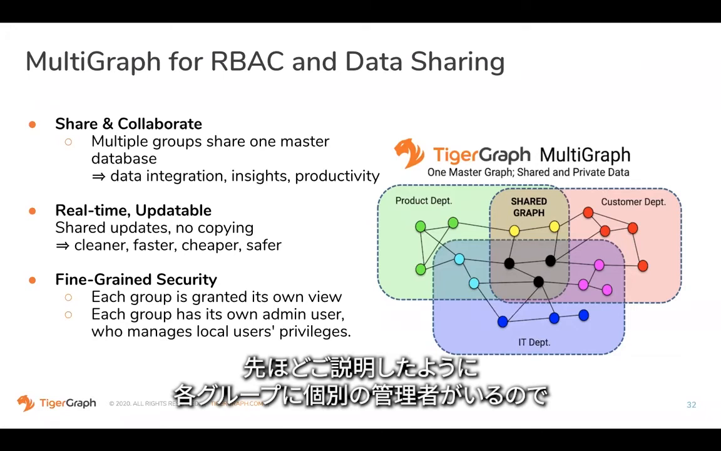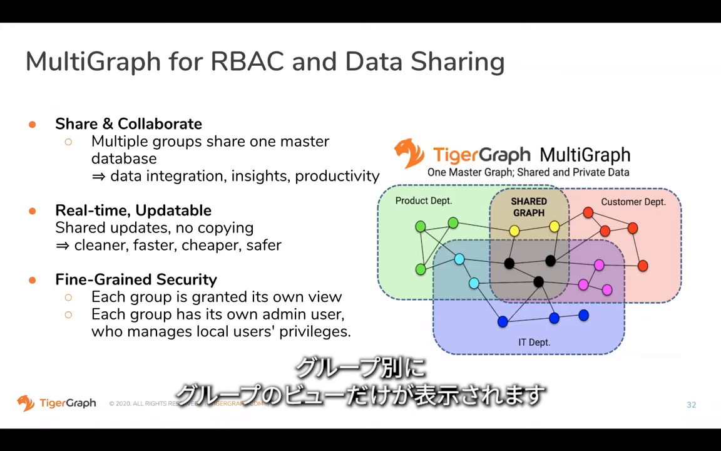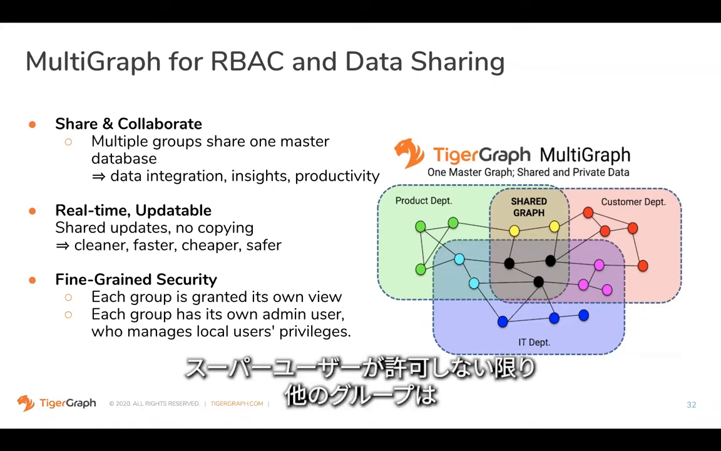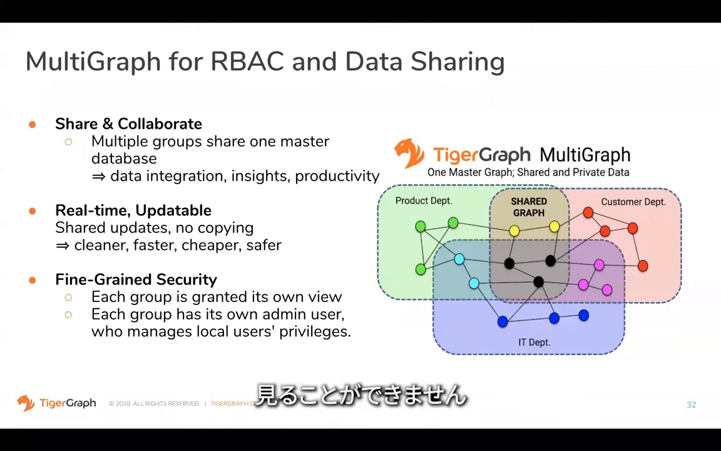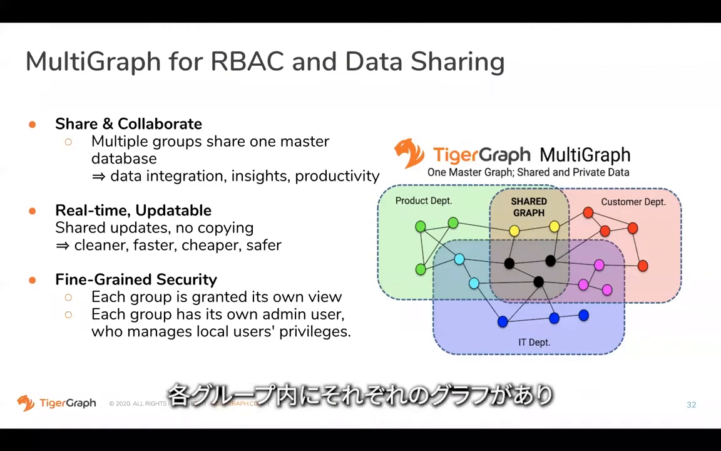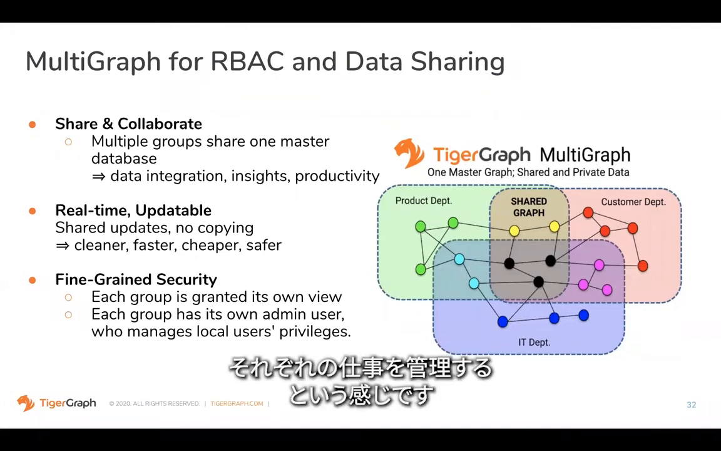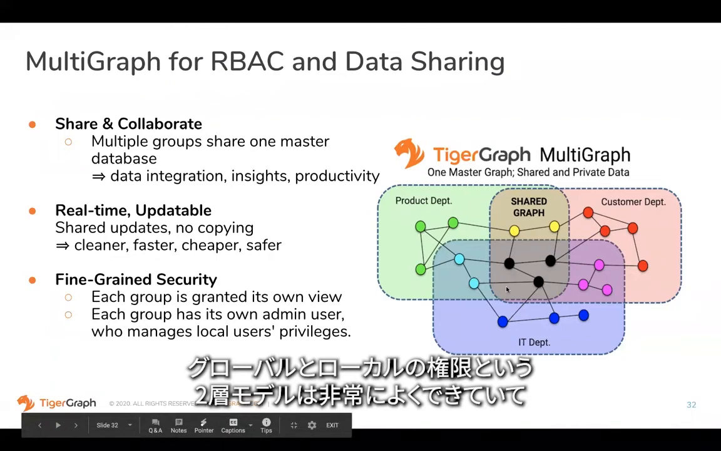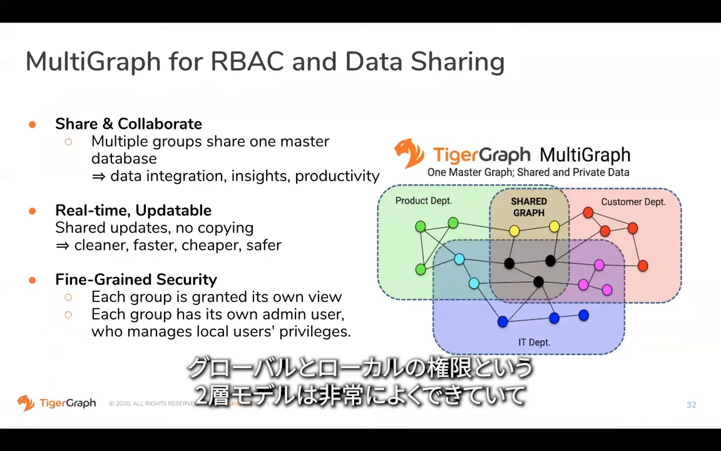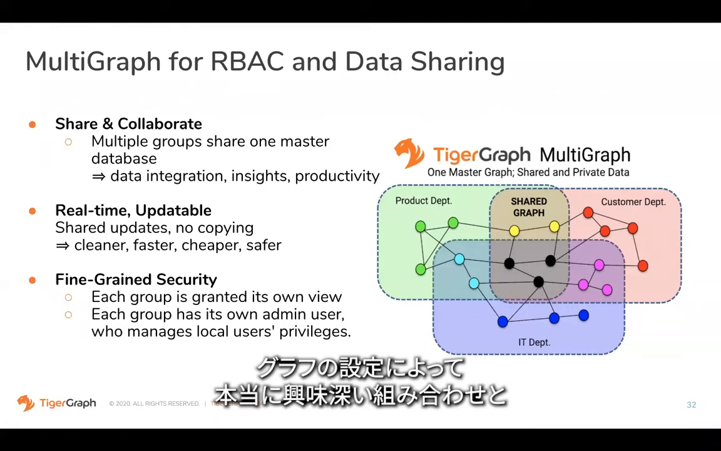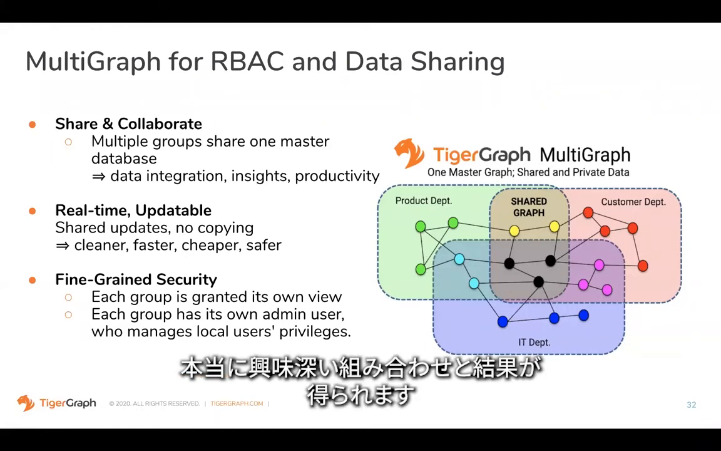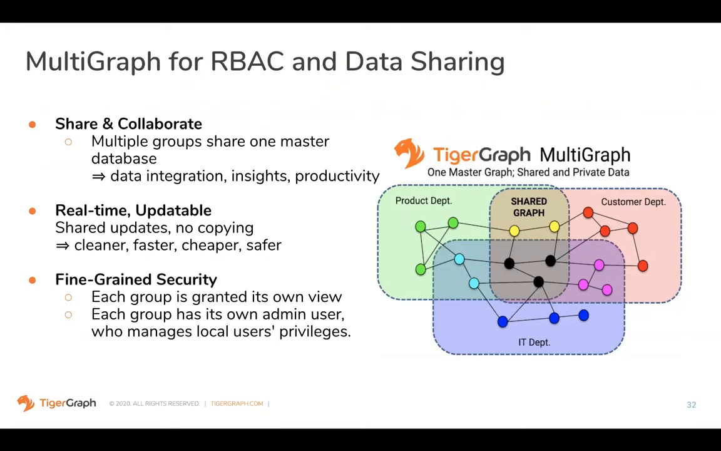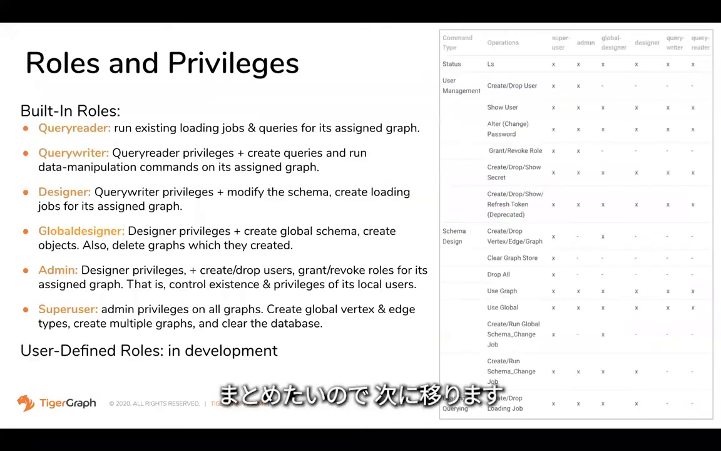And as I said, each group also will have its own administrator. So that's their worldview. They don't see the other groups at all unless the super user enables them to see the other groups. So within each group, it's like they have their own graph. They manage their own affairs. And it's a great two-tier model of global and local privileges. You can do really interesting combinations of how you define those graphs to achieve really interesting results. And I'm going to have to move on so we can try to wrap up on time.